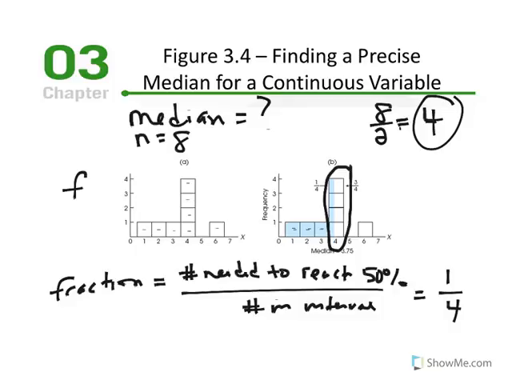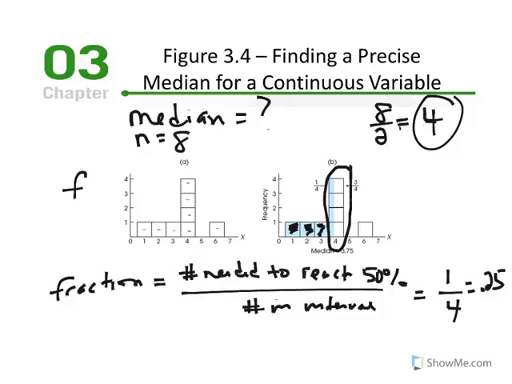The total half is equal to 4. We're able to accumulate, again, 1 frequency, 2 frequencies, 3 frequencies, or 1 score, 2 scores, 3 scores, and we need 1 more to reach 50%. So I apologize for that. So it's actually a fraction of 1/4, 1 over 4. If we report it as a decimal, that's 0.25.